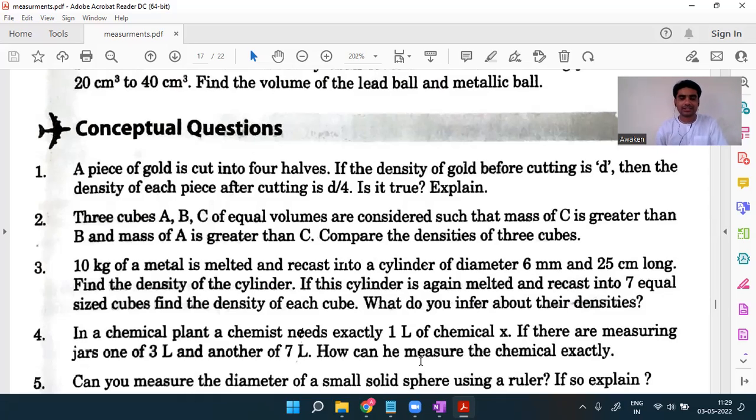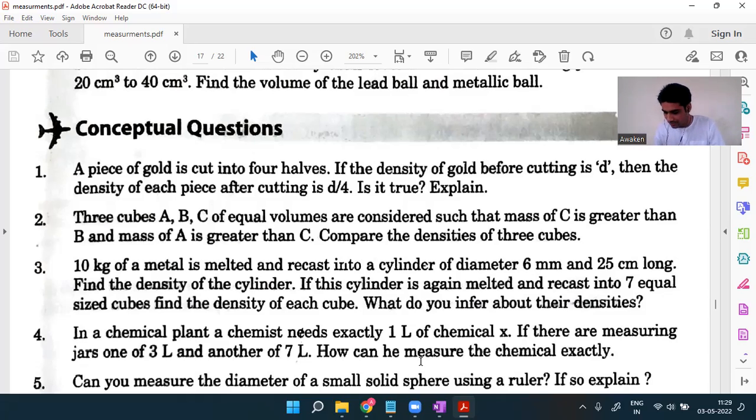See, the question is a bit tricky, you have to understand. First, what was there? 10 kg metal was there, right? Now it is melted and then recast into a cylinder, and the volume of the cylinder is given to you. So if the volume is given, then we found the density, right? Now that particular cylinder is melted again, and now it is recast into 7 equal sized cubes. We have to find the density of each cube, right?